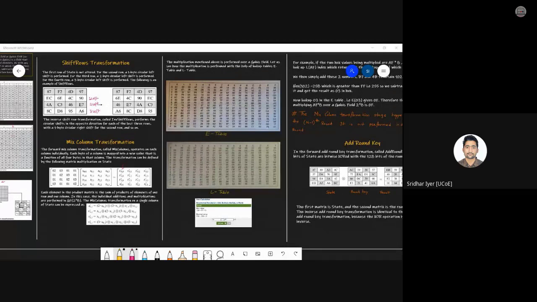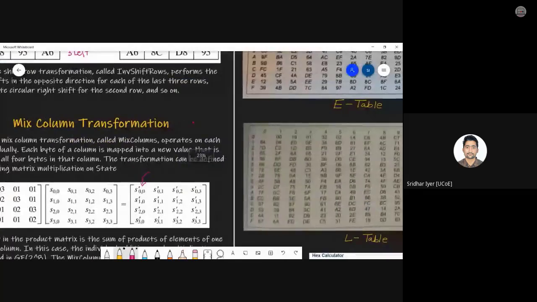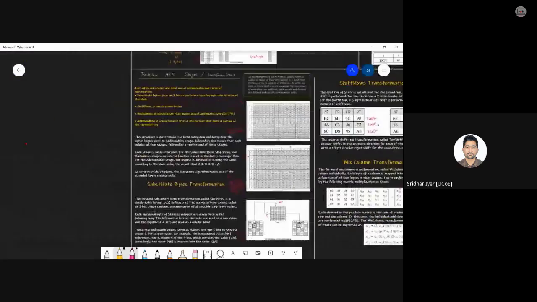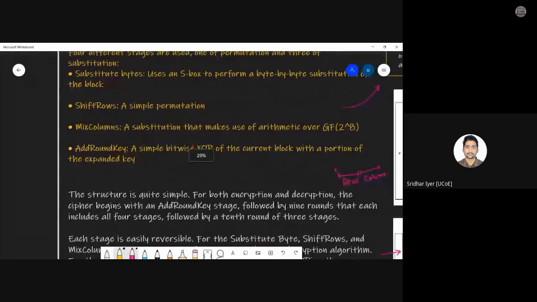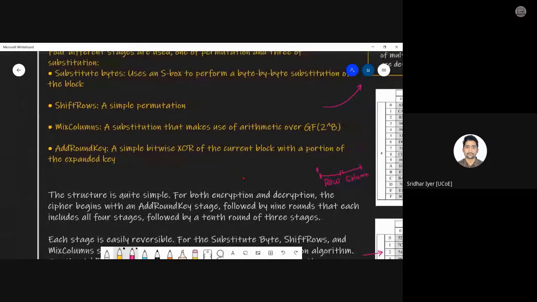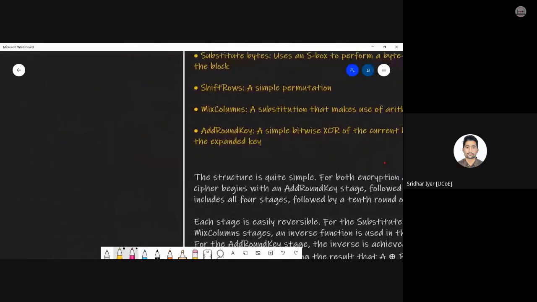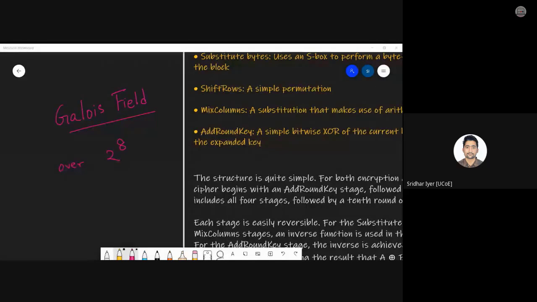Okay, fine. So let's see. Just let me explain this. Mix column is basically a substitution operation that makes use of arithmetic over a Galois field. Now, what exactly is this Galois field? Any idea what I'm talking about? Whether you have studied this or not? This is a Galois field over 2 raised to 8. You must have heard about fields and groups in your discrete structures subject, if I'm not wrong. Groups, fields, etc.